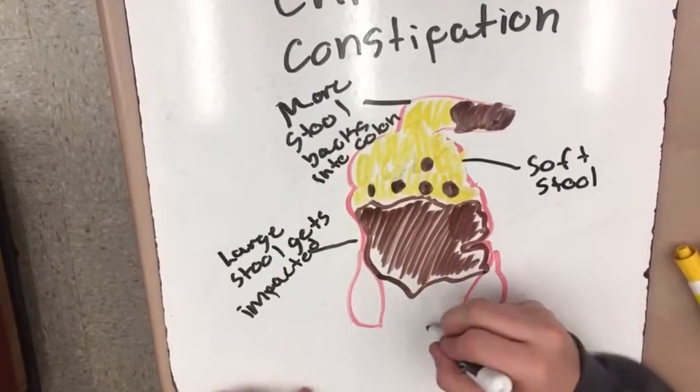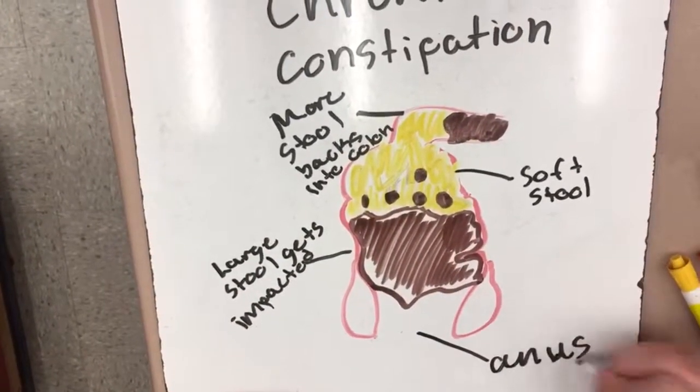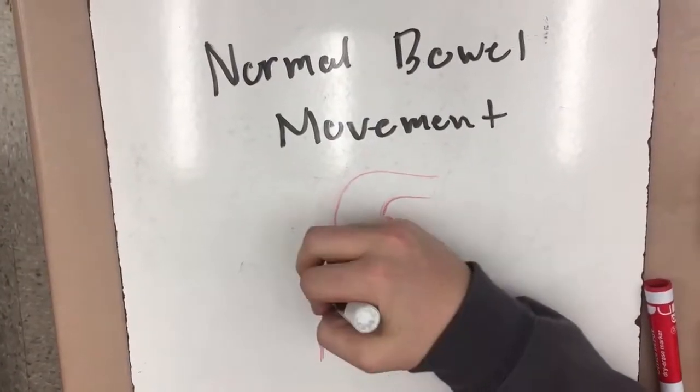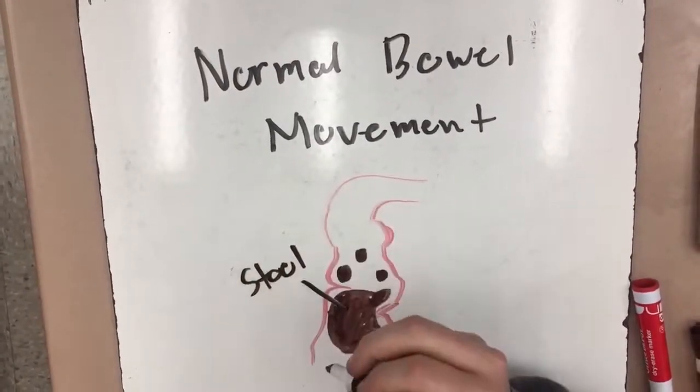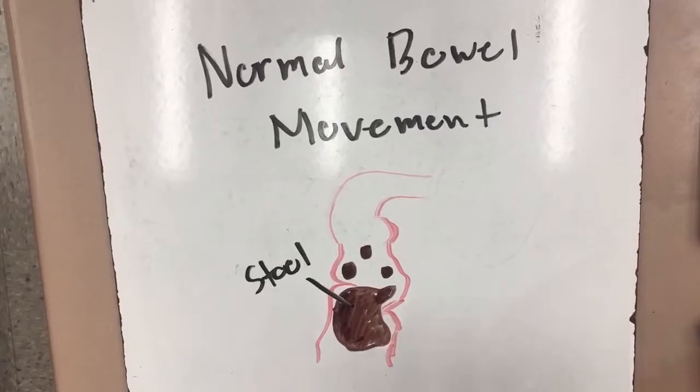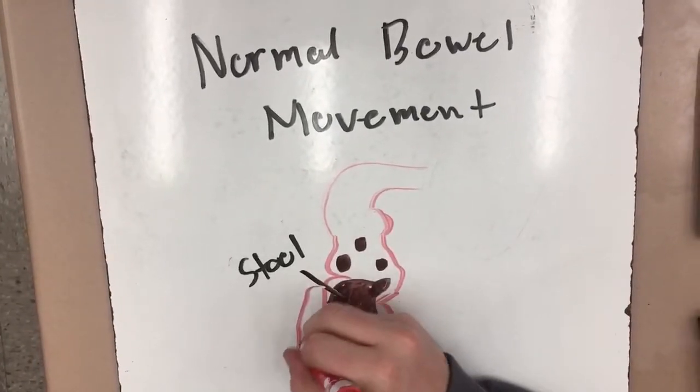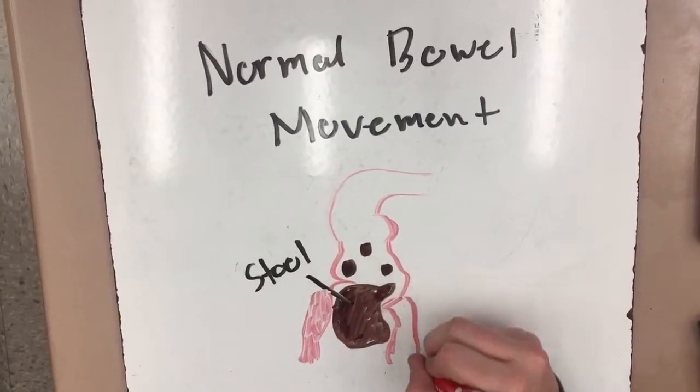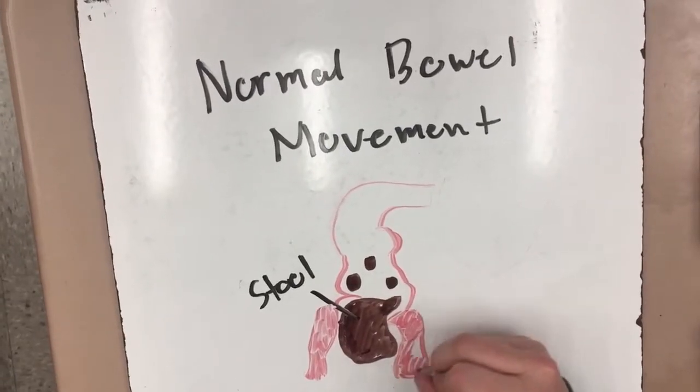Normally, with the right amount of fluids, the stool is able to pass through the anus with ease. But without the right amount of fluids, the stool tends to back up into the anus, causing a blockage in the large intestines.